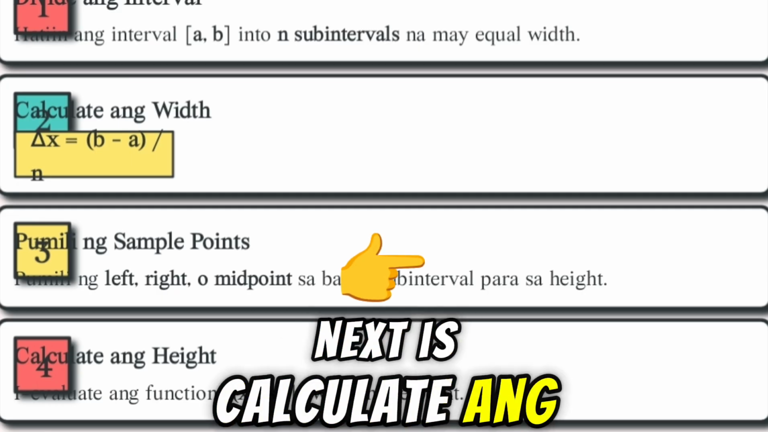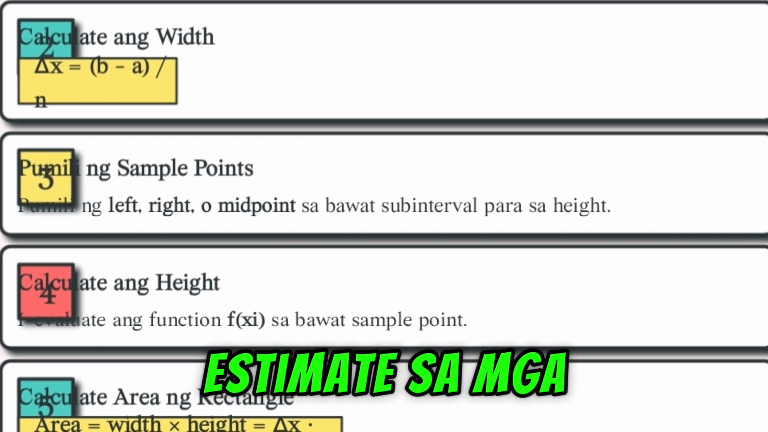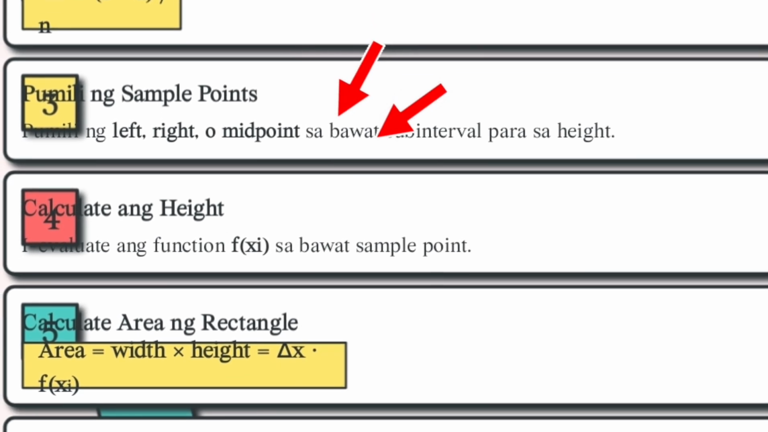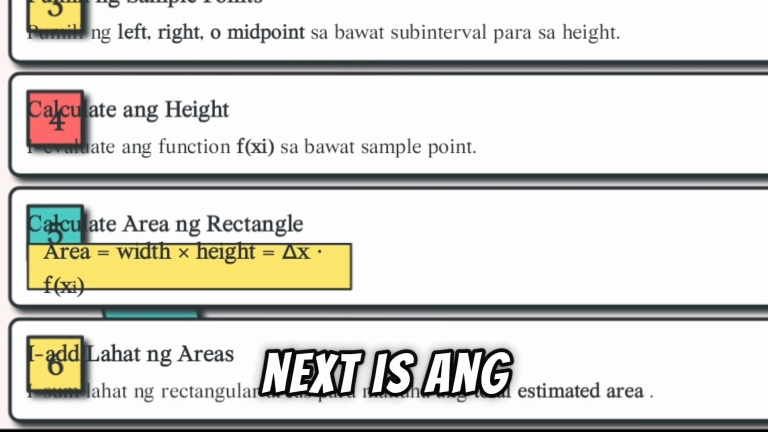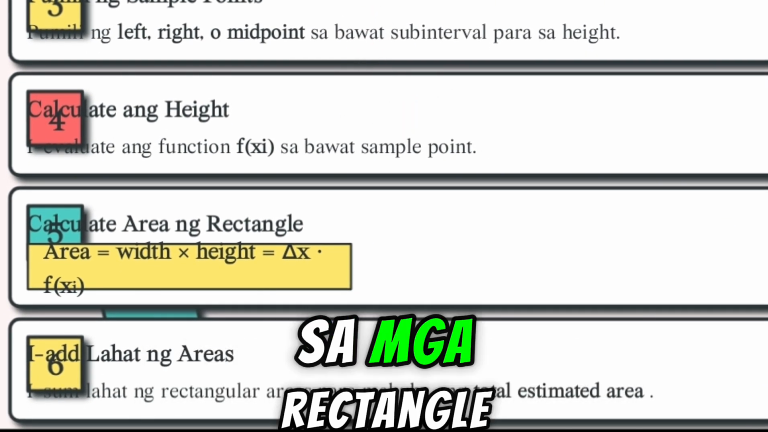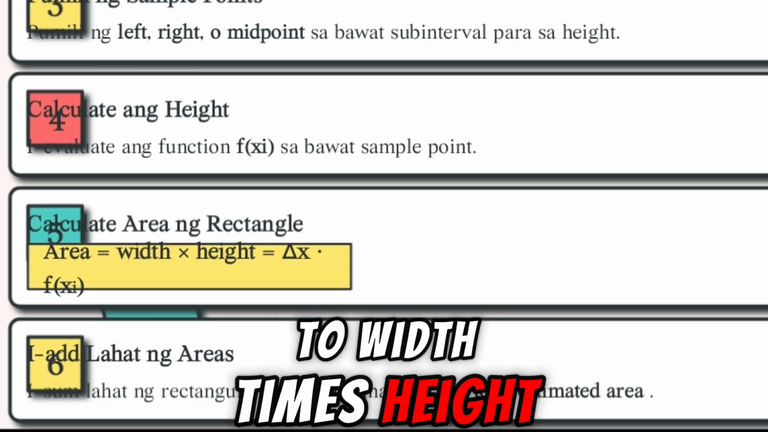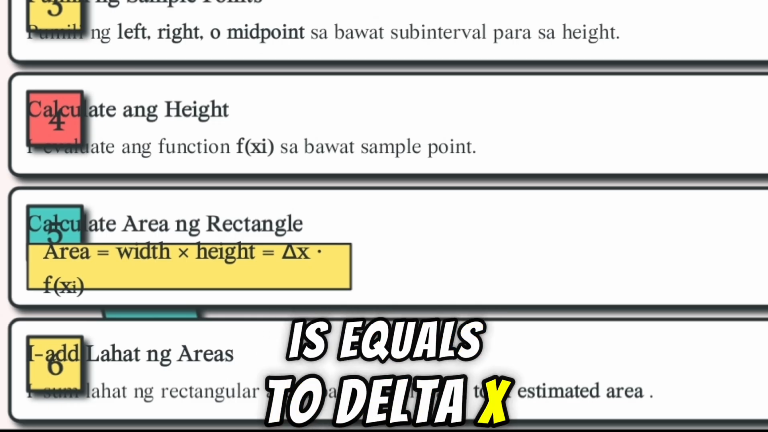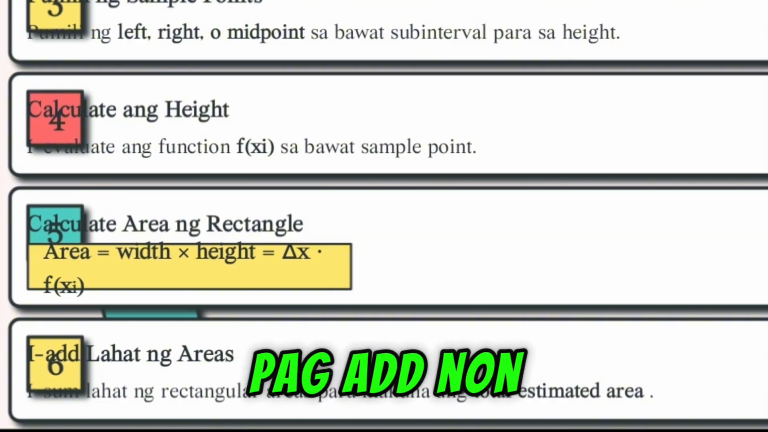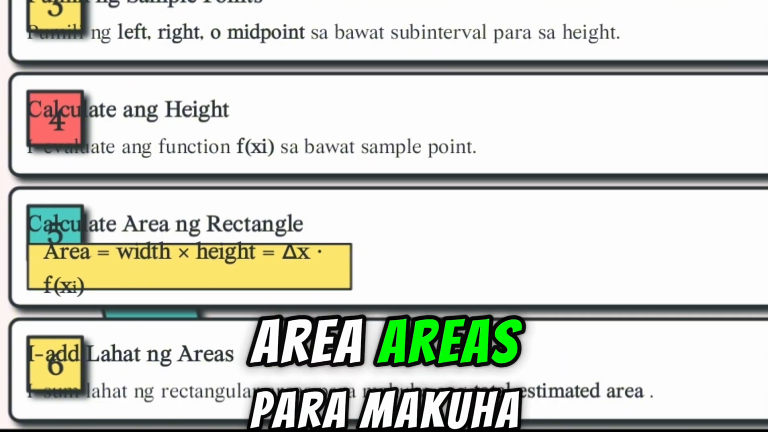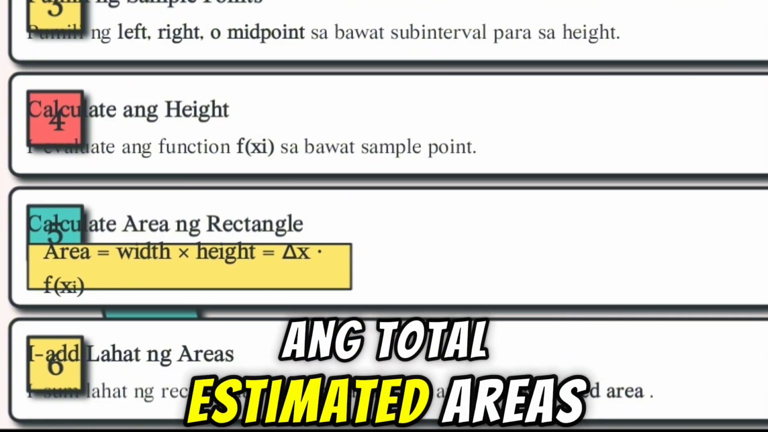Next is calculate ang height, or ang pag-estimate sa mga function f of x sub i sa bawat sample point. Next is ang pag-calculate ng area sa mga rectangles. So, area is equal to width times height is equal to delta x times f of x sub i. And lastly is ang pag-add ng lahat ng areas. So, lahat ng rectangular areas para makuha ang total estimated area.